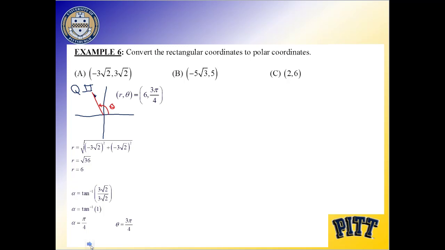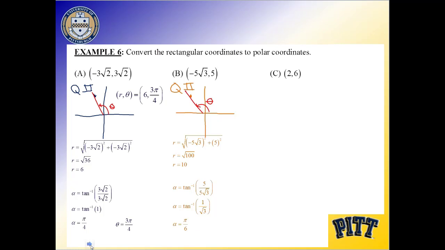Do the same thing for part B. It's also going to put me in quadrant 2 in this case. I calculate what r is. I get that r equals 10 using the Pythagorean theorem. I also note that, here I'm going to calculate what alpha is. And I get alpha is pi over 6, but theta is this angle here.